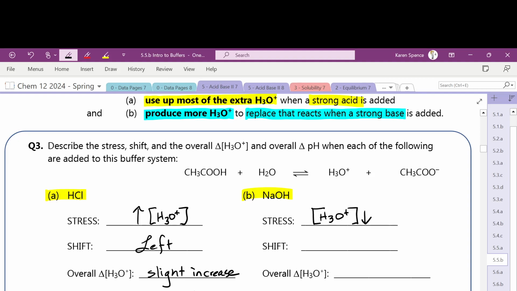So folks, when you're doing the stress, be sure that you reference chemicals that are in the equilibrium. The stress for NaOH is not an increase in the concentration of OH, right? Because OH is not part of that equilibrium. The stress is a decrease in H3O plus because that ion is part of the equilibrium, okay?